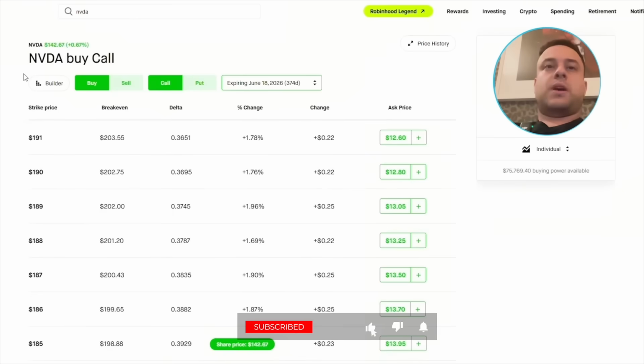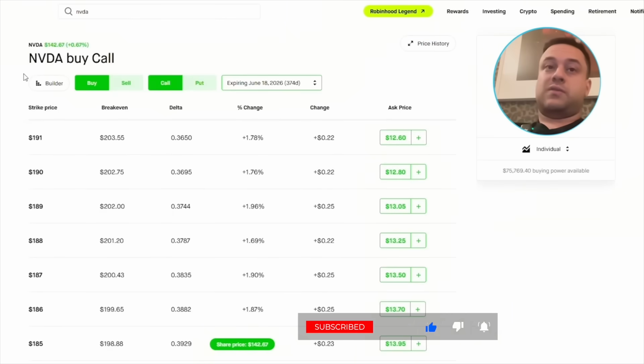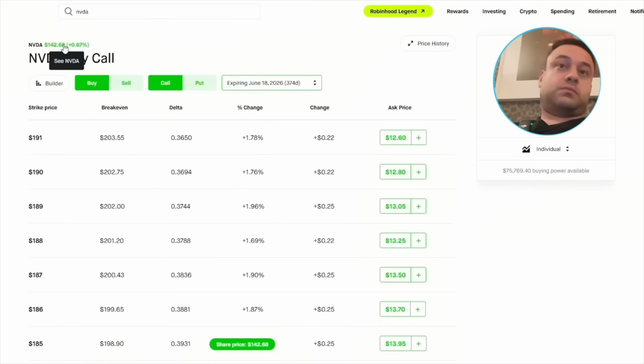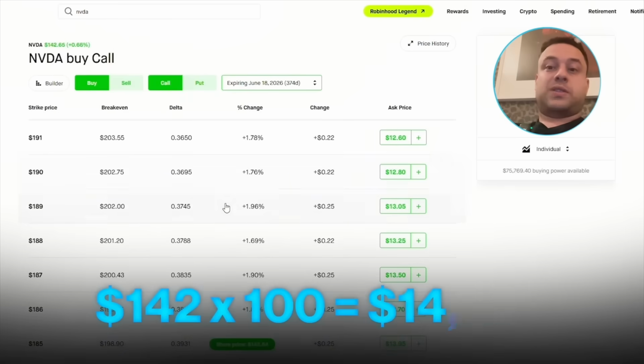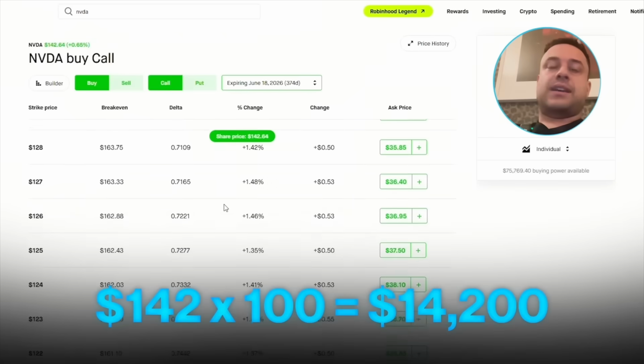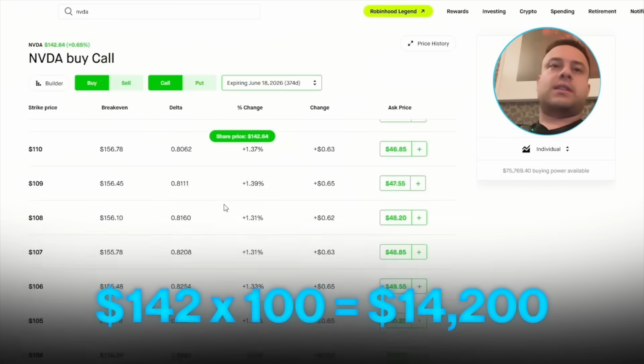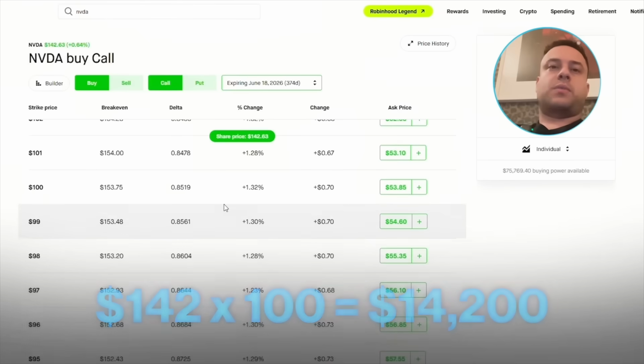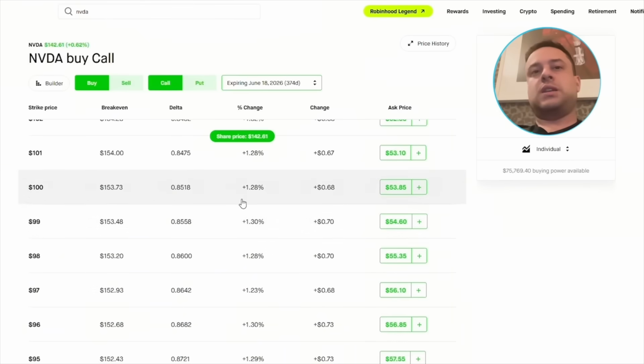Now, if you were to buy 100 shares of Nvidia, that would be $142, which is the current price of Nvidia, times 100, so $14,200. But instead, the most simple way you can understand this is if I go to the 100 strike price, okay? I chose 115 really, but I'll go to the 100. The 100 here is worth $53. So instead of 143, it's worth 53. So it's a lot less, right?